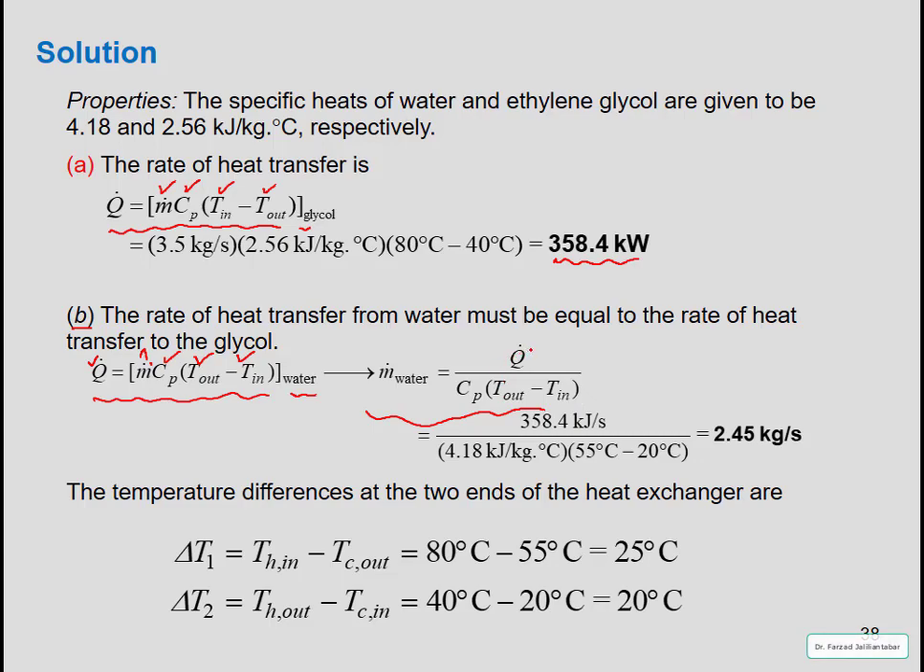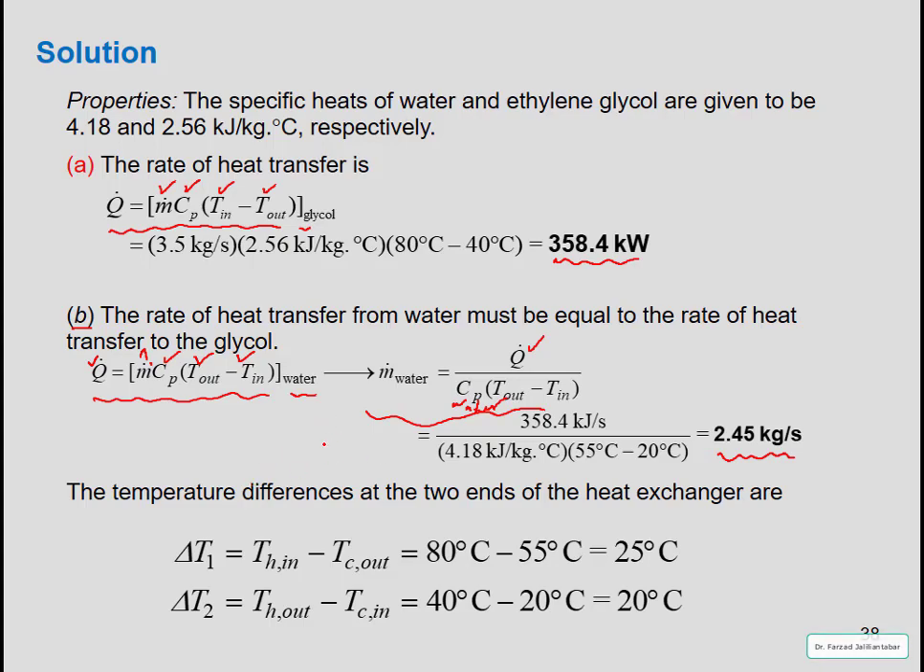Then by substitution of the Q dot we have calculated, 358.4 divided by Cp for water. Here in this equation we should use Cp for water times the temperature difference for the water at the input and output of the heat exchanger, which is 55 degrees Celsius minus 20 degrees Celsius. So the mass flow rate of the water is 2.45. After calculation of this, we will find this one as the mass flow rate for the water.